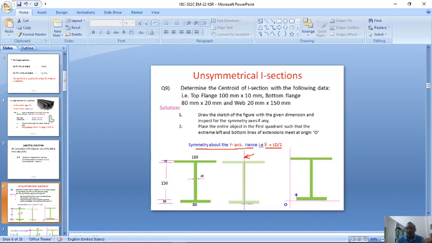So, we need to pose the entire shape into the first quadrant. Please notice here, we have not mapped the bottom flange with respect to the origin, because the extreme left dimension is for the top flange. Hence, we kept the distance of the bottom flange from the origin, so that the leftmost portion of the top flange should match with the y-axis. So this maintains the position of the entire object in the first quadrant.